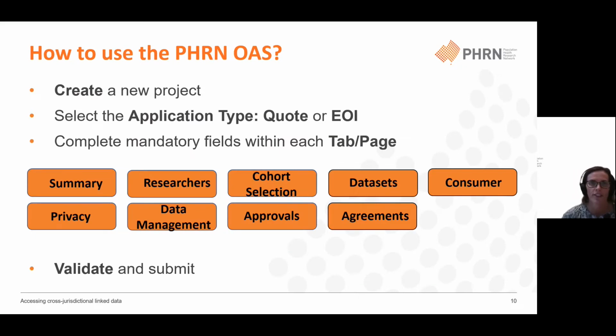So how to use the PHRN OAS? Once you are a registered user of the OAS, on the home page, you can click Create to start a new project. You'll be directed to a Summary tab or page, and here you should select the application type, whether that is a quote or an expression of interest or an EOI from the drop-down box. You will then be required to complete mandatory fields within each of the tabs or pages as listed on this slide.